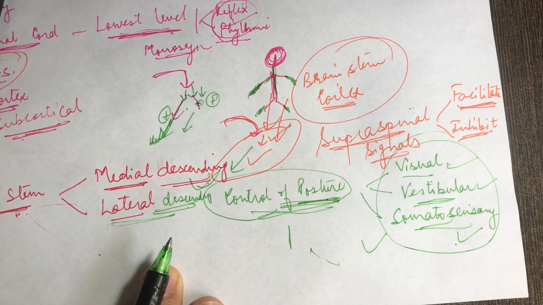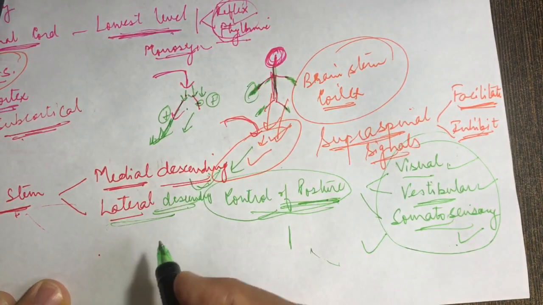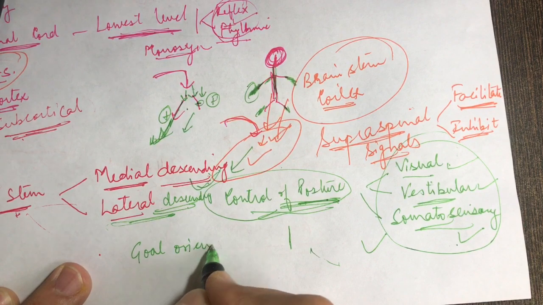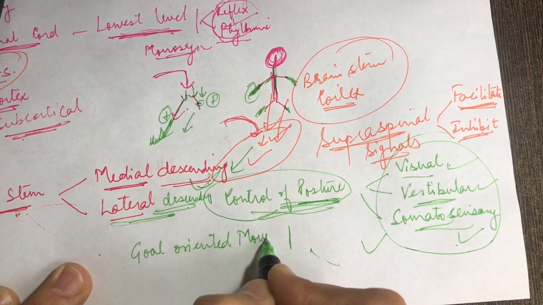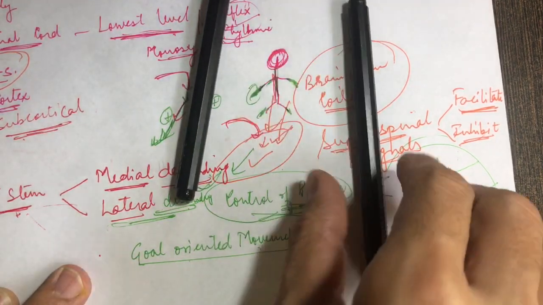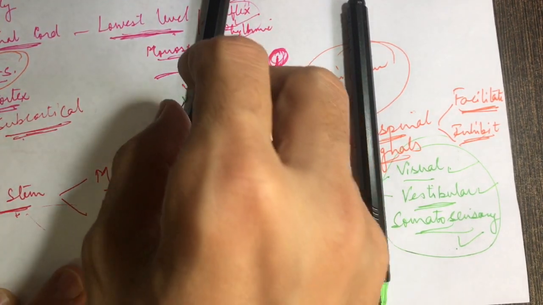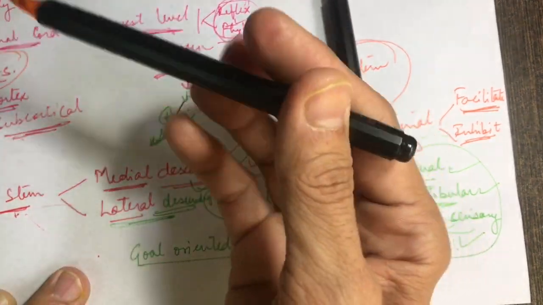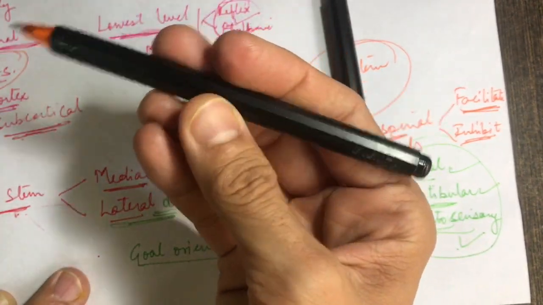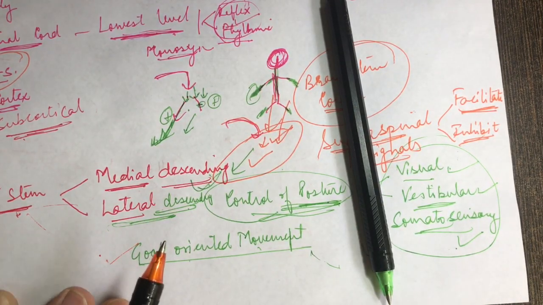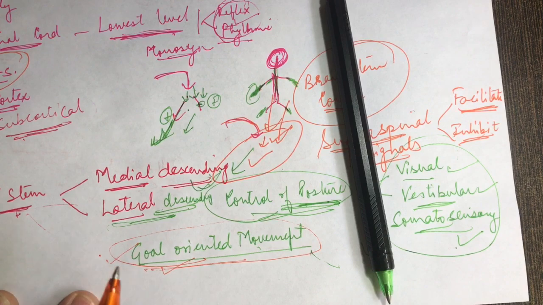Lateral descending pathway. When we control the distal limb muscles, it helps in performing goal-oriented movement. Like if I have to pick a glass of water or this pen, my goal-oriented movement is to reach over there and then pick the thing. While picking this pen, the distal muscles of the fingers and the hand perform the action. This is mainly regulated via the lateral descending pathway, especially for goal-oriented movement of the arm and hand, the distal muscles.